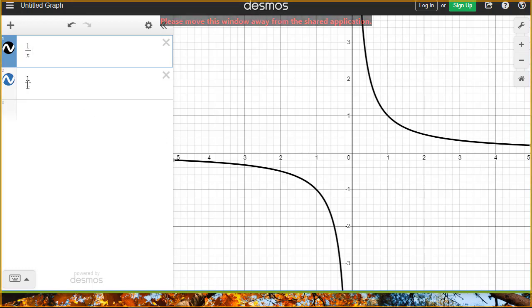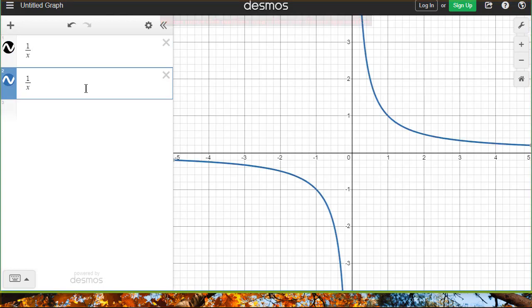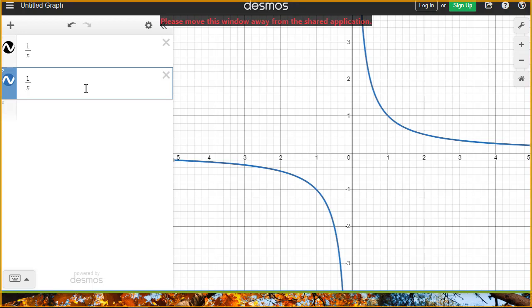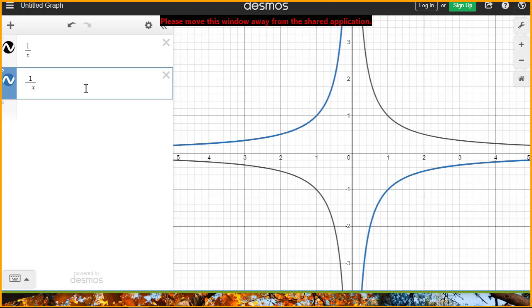All right. So they want us to take our little function, and wherever there's an x, they want us to put in a negative x. What do you think is going to happen with that one? You ready? Here it comes. Whoop. So that one reflected it as well, didn't it?